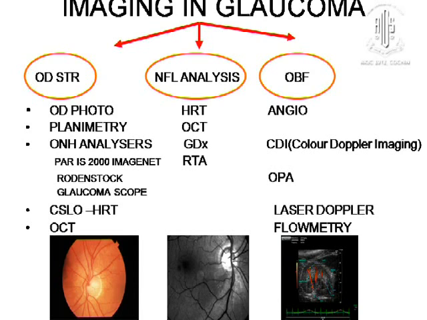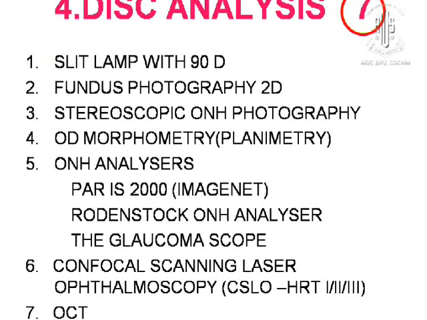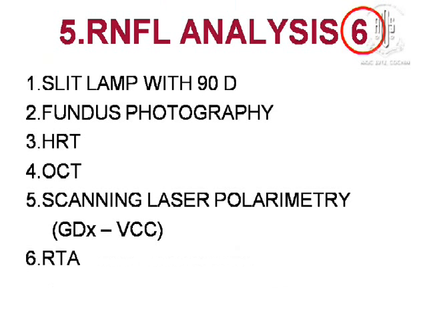There is optic disc structure. To analyze optic disc structure, there are so many things available, including photography, optic nerve head analyzer, CSL, that is confocal scanning laser ophthalmoscope, and OCT. And for nerve fiber layer, in addition to that, you have GDX and RTA, and of course ocular blood flow. These are the three major modalities in imaging in glaucoma: disc analysis and neural analysis.